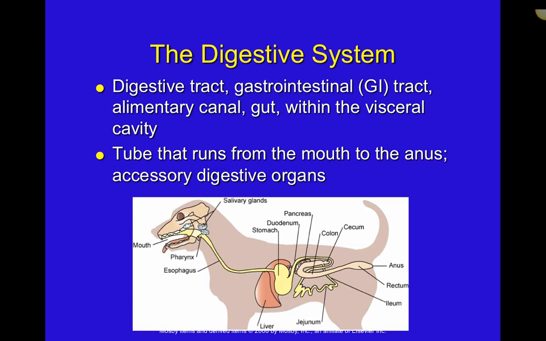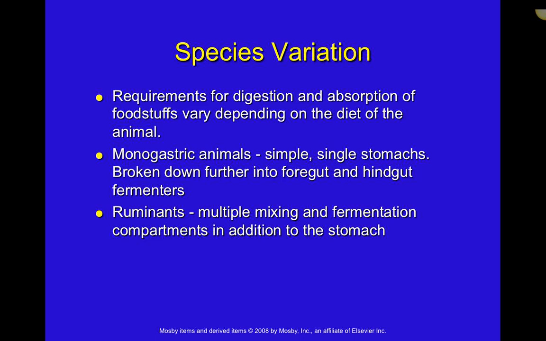So GI tract, also known as digestive tract, alimentary canal, sorry, gut, and it's within the visceral cavity. Keep in mind the membrane that encloses the visceral cavity is the peritoneal membrane, unlike the pleural membrane, which encloses or encapsulates the thorax, encapsulates the pleural space. And the GI system essentially is a tube that runs from the mouth out to the anus.